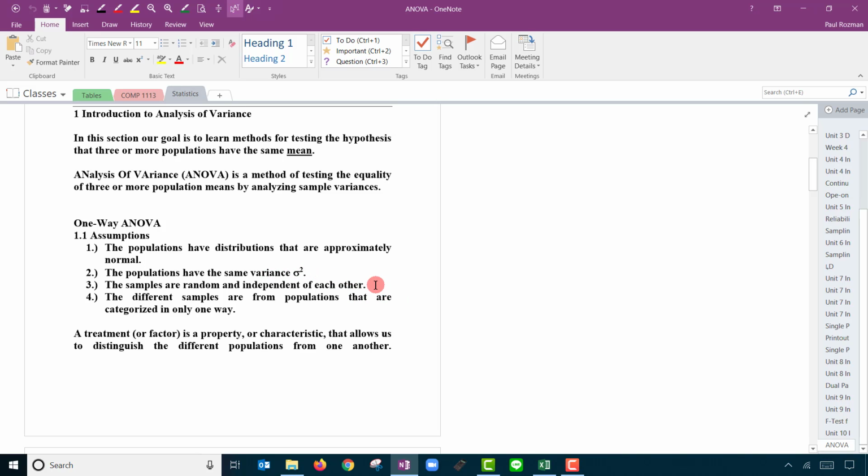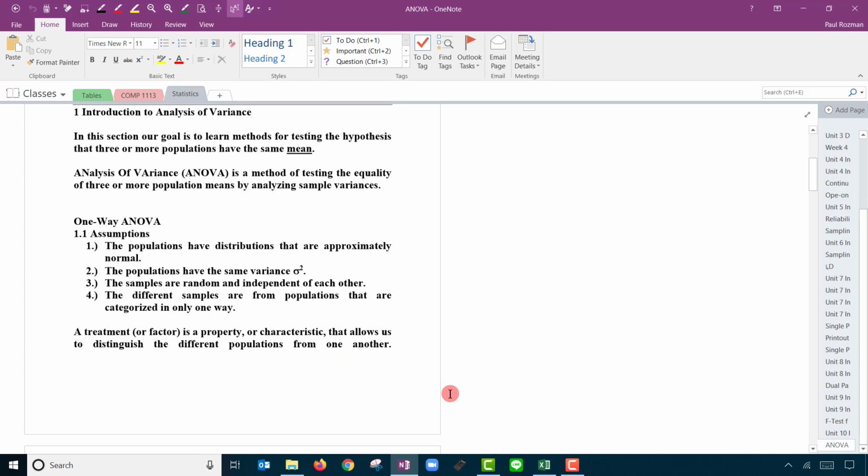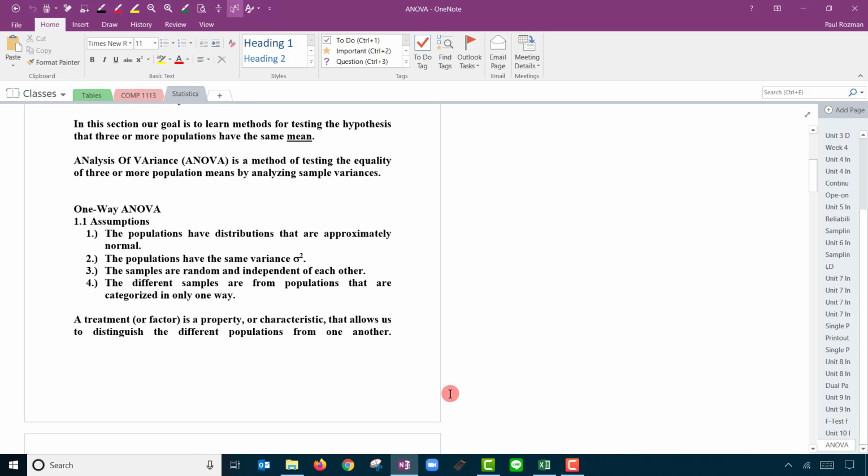We'll have to have independent samples, and we're only going to be dealing with a case where our groups will be characterized or differentiated by one factor, or one way. We'll do a couple of examples and you'll see what I mean by that.